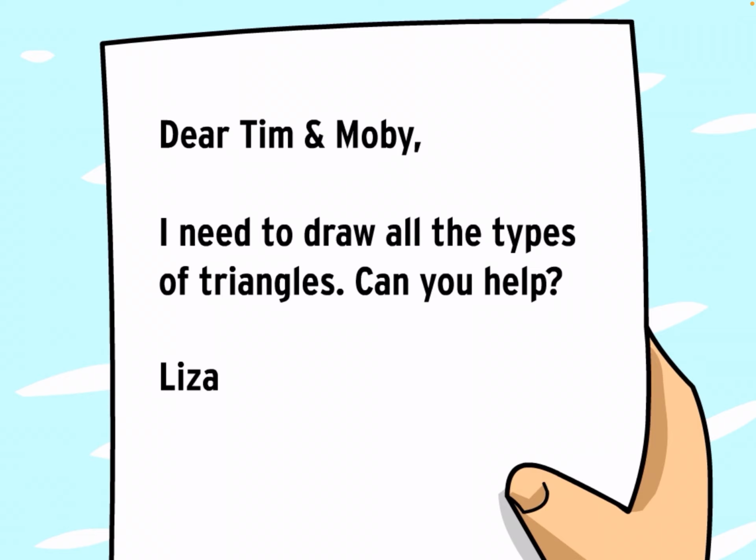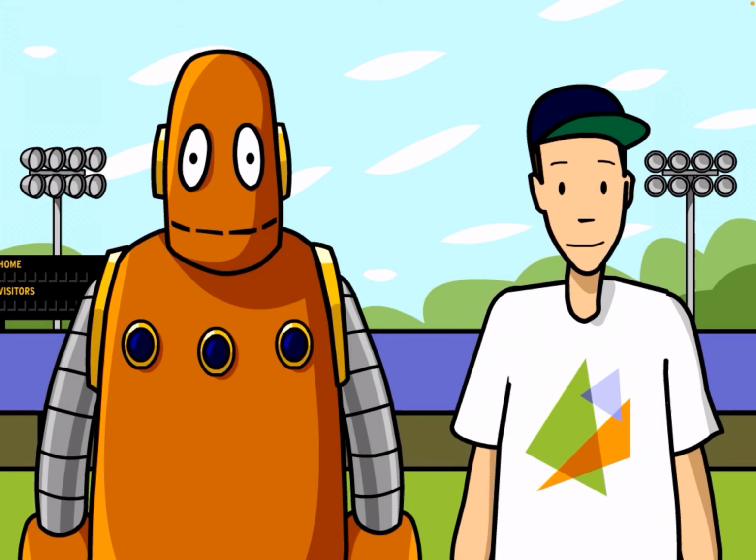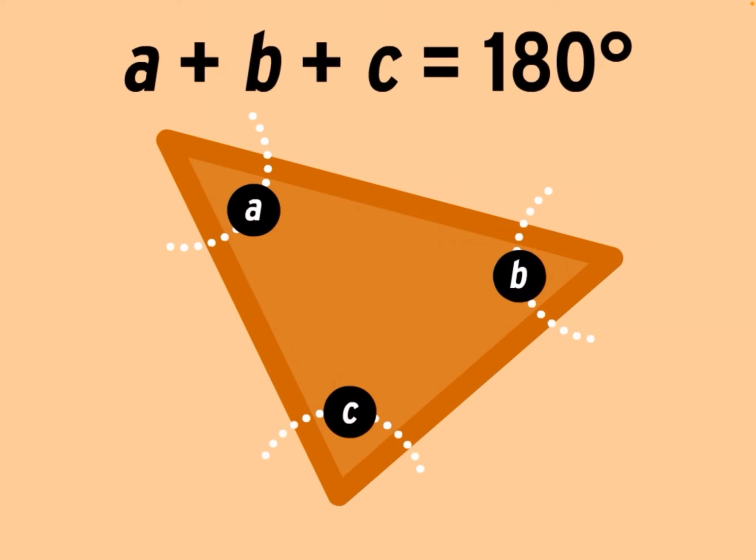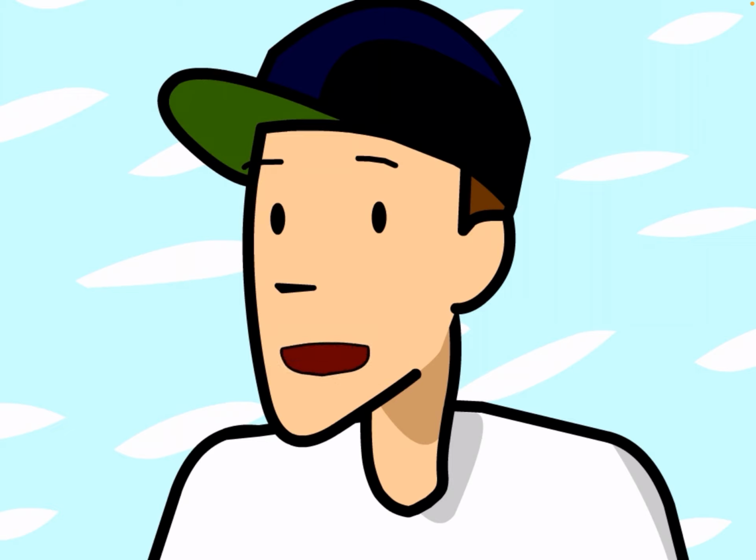Dear Tim and Moby, I need to draw all the types of triangles. Can you help? From Liza. A triangle is any 3-sided polygon. A triangle's 3 angles always add up to 180 degrees. We classify triangles by both their angles and by the lengths of their sides.